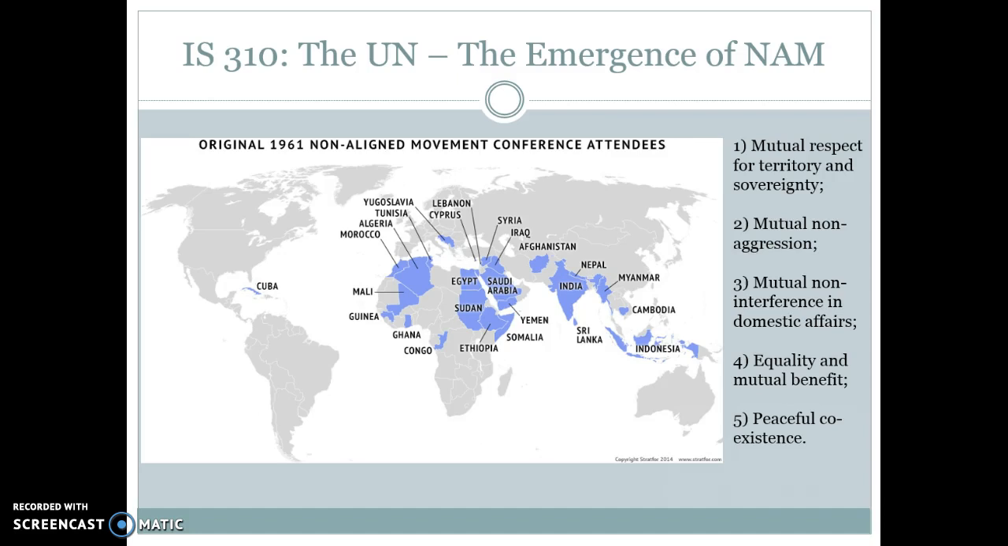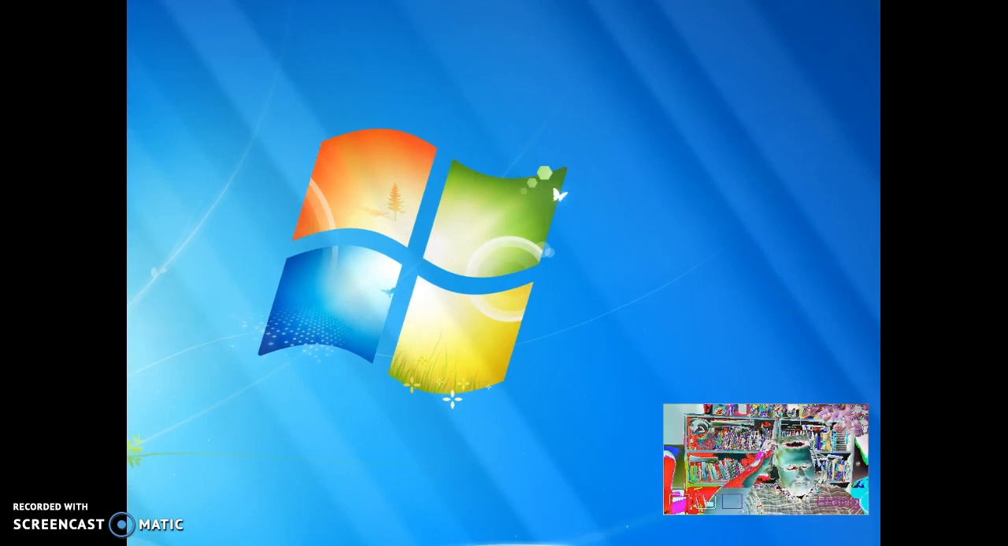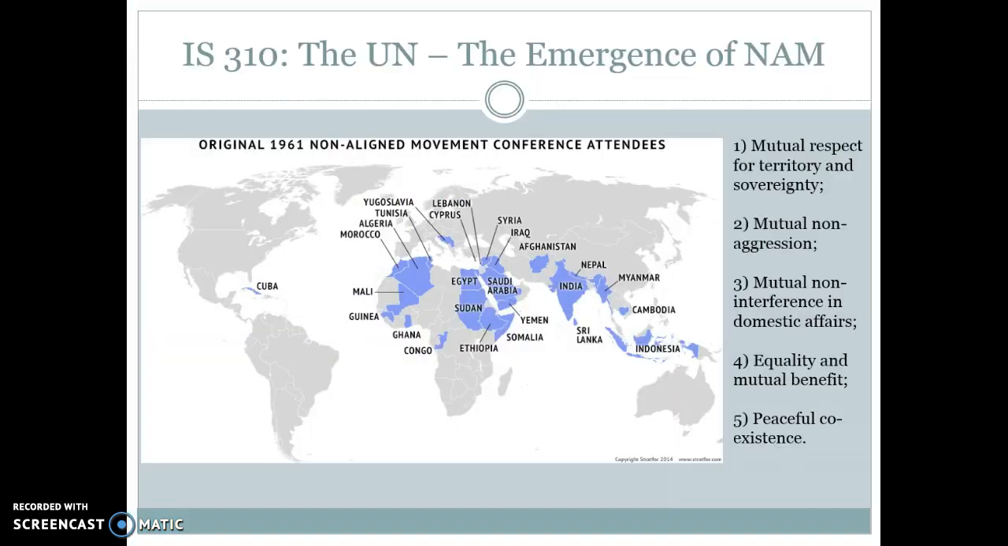But there's now 121 of these states, or 120, in the non-aligned movement, and it's a product of the Cold War and a very important block of allies that supersedes the regional bloc that we've talked about thus far.